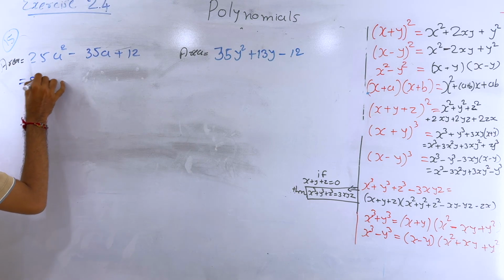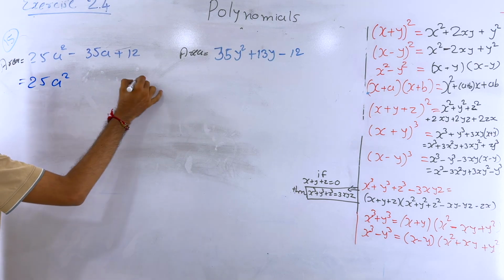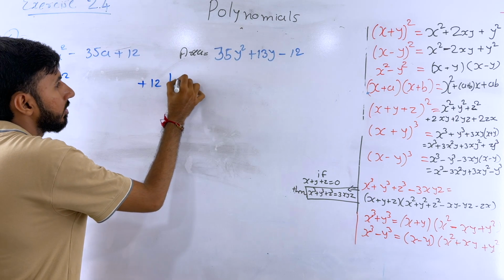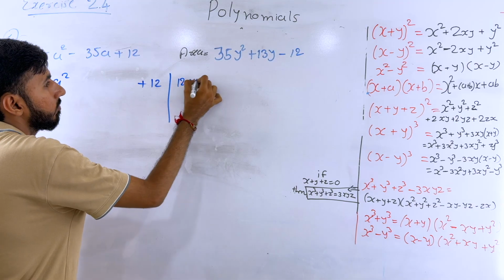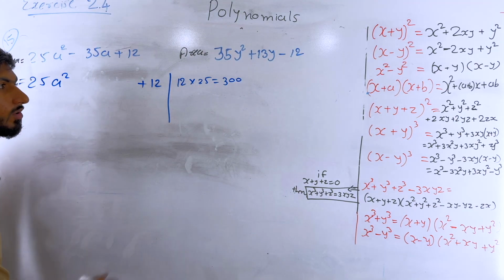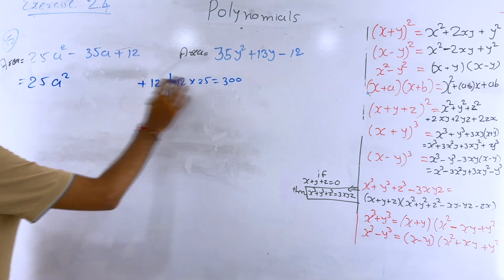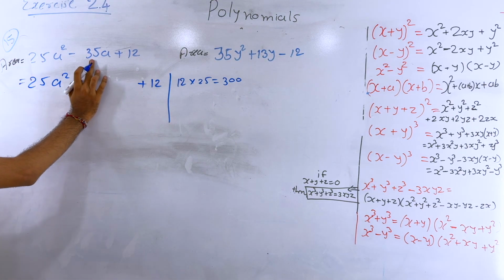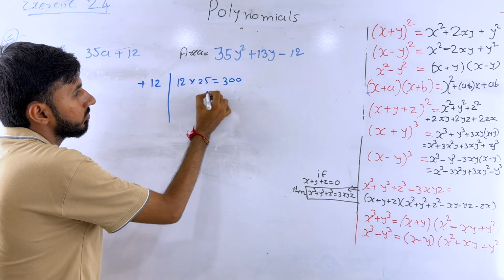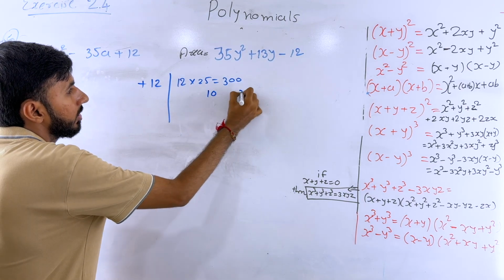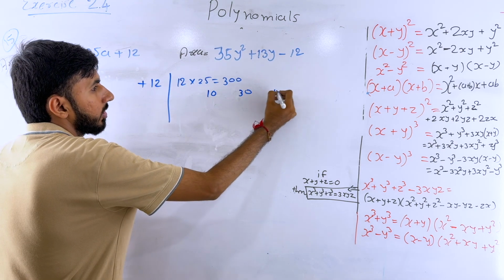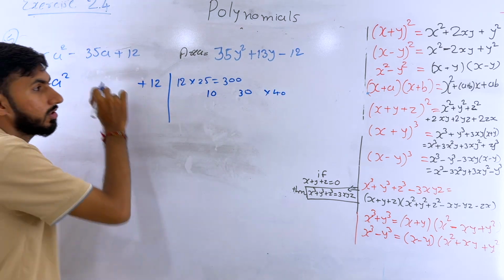Now for middle term split, my first term will go as it is and last term as it is. Now I have to multiply 25 and 12, right? Coefficient of a square and constant term. So it will be 300. Now I have to write factors of 300. My goal is to get the addition of those two factors as minus 35. So I have to write here factors of 300. It will look like 10 and 30. But addition of both will be 40. So I cannot use this. My goal is to get 35.